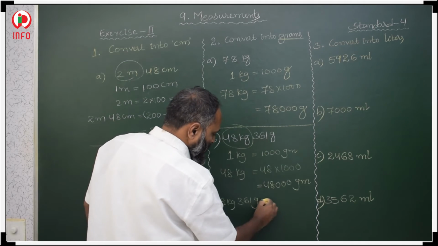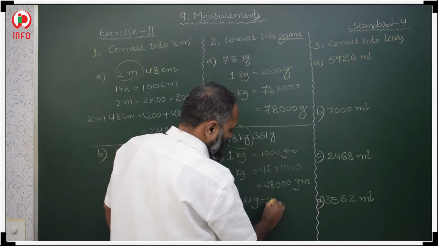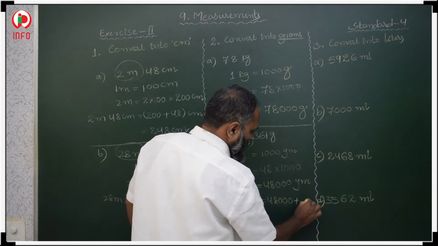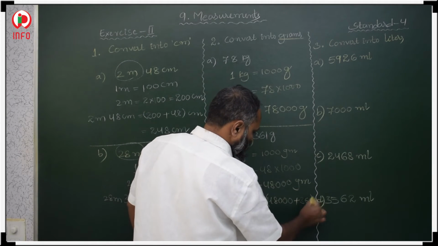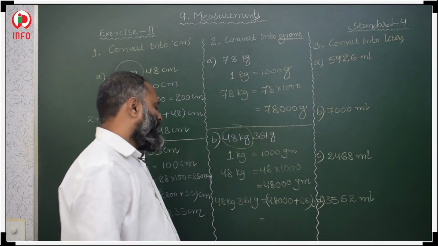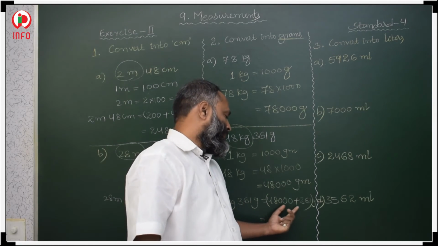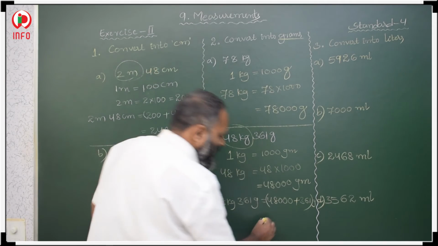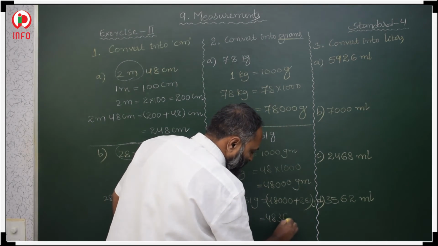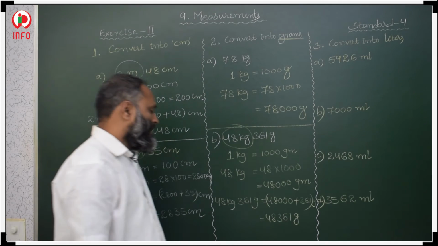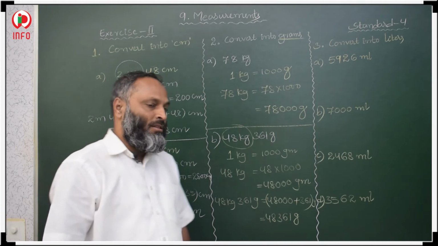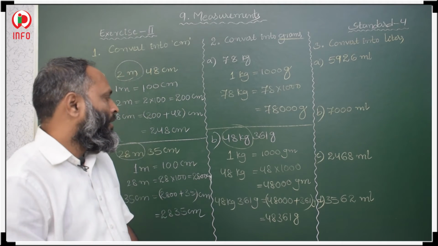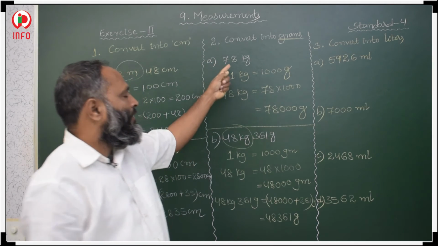Now we should convert the complete quantity. 48 kg means 48,000 grams, and after that, 361 grams. So we should add this complete. 48,000 grams plus 361 grams, that is 48,361 grams. So this is the complete conversion into grams. 48,361 grams.